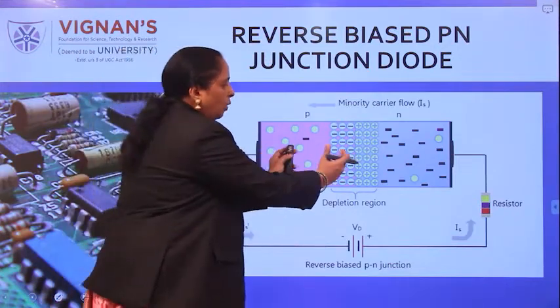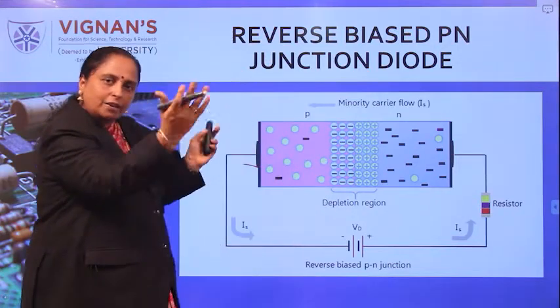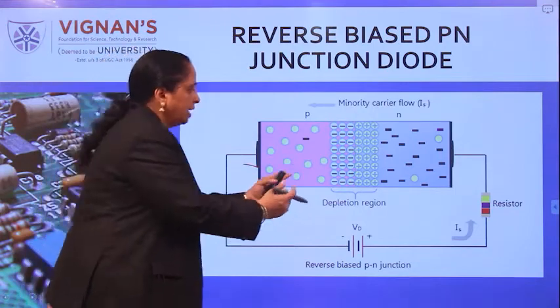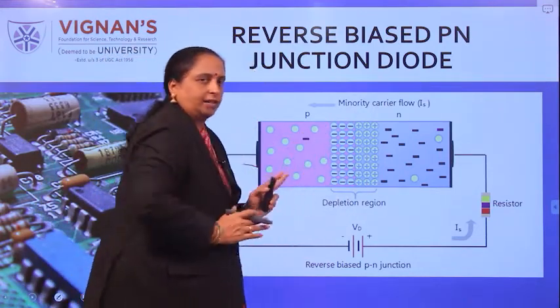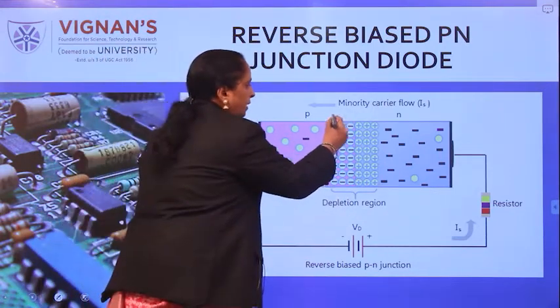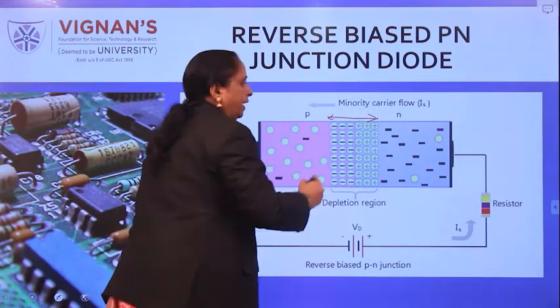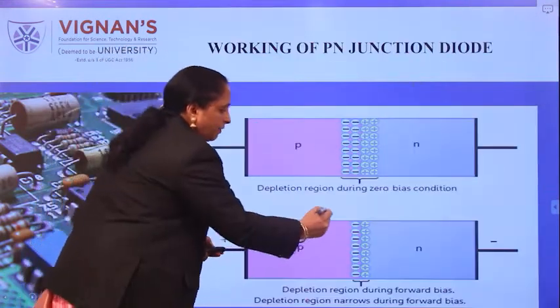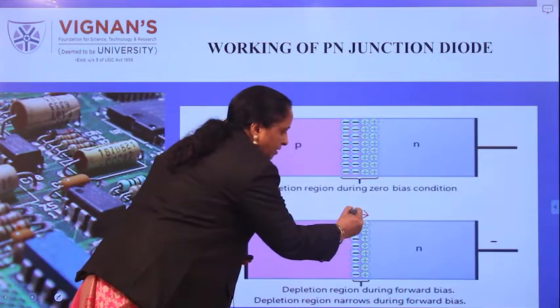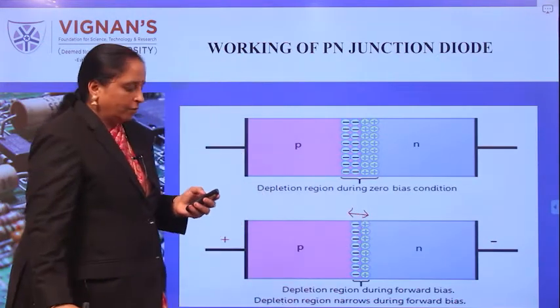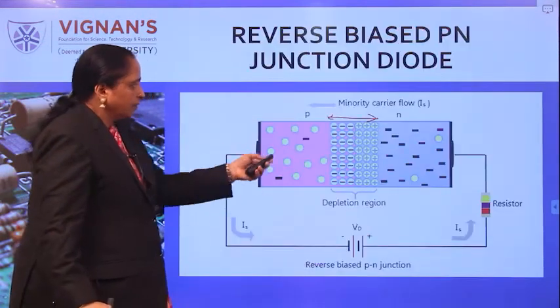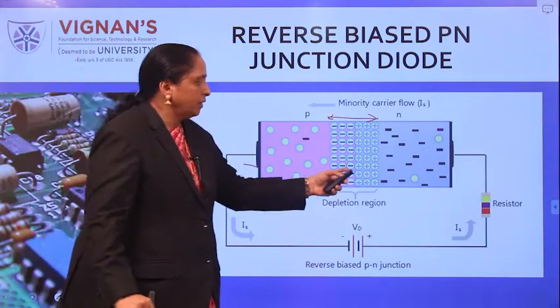Whenever the holes and electrons are moving away from the depletion layer, they leave oppositely charged ions. Therefore, the depletion width is so wide. In the previous diagram, the depletion width is very small, whereas in this diagram, the depletion width increases.